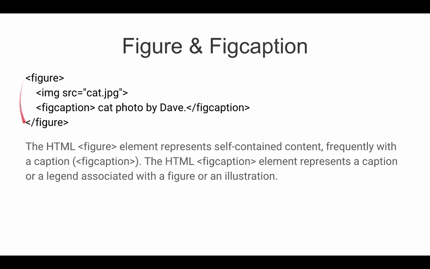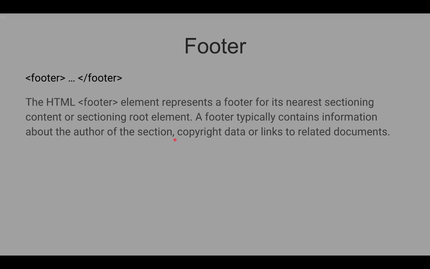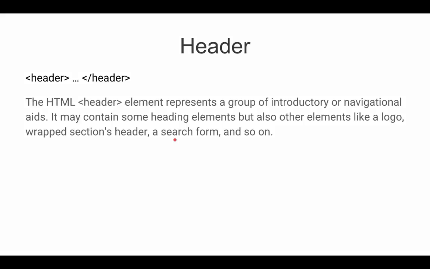We also have footers, which is a section that closes out the bottom of our main content typically. And again, this usually has data or links related to the document above or copyright information. And header, we can place above our main content. Oftentimes it carries something inside of it like a logo or a search form, etc.